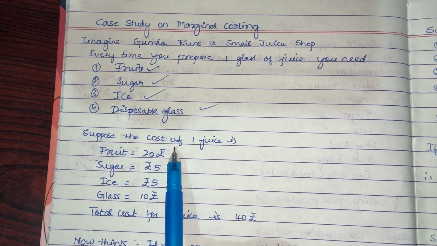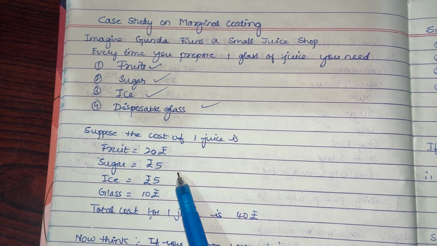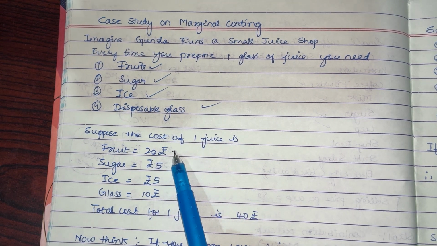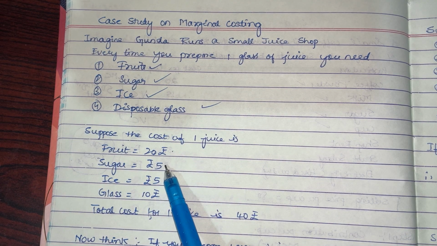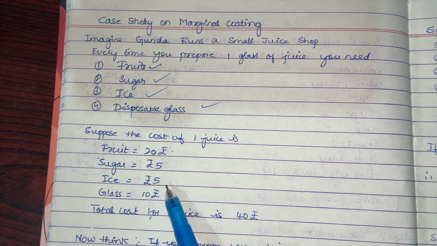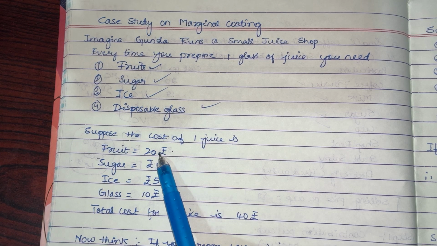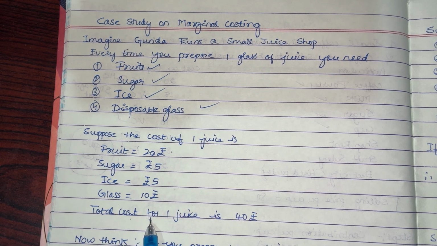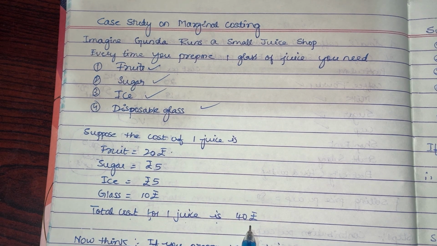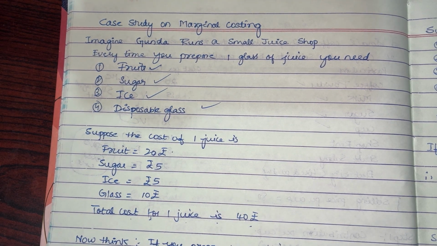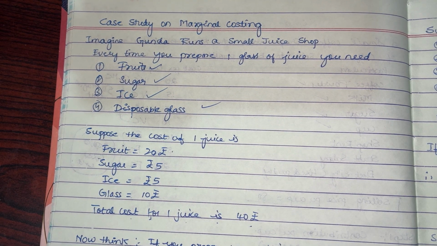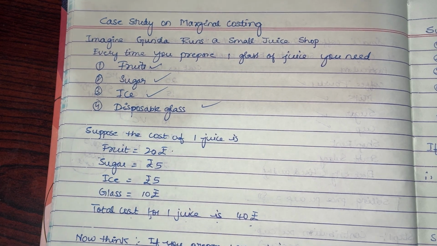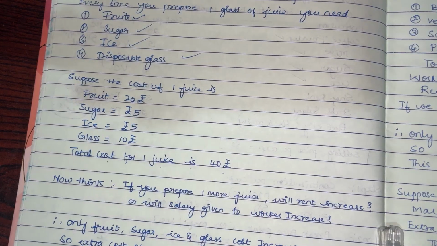Suppose, in order to make one glass of juice, he needs fruit worth 20 rupees, sugar worth 5 rupees, ice worth 5 rupees, and a glass worth 10 rupees. So 20 plus 5, 25, 30, 40. So the total cost that Gunda is incurring to manufacture one glass of juice is 40 rupees. Now just think and answer me this question.